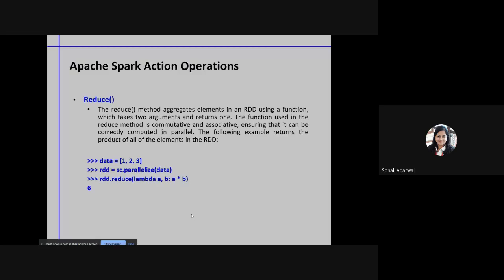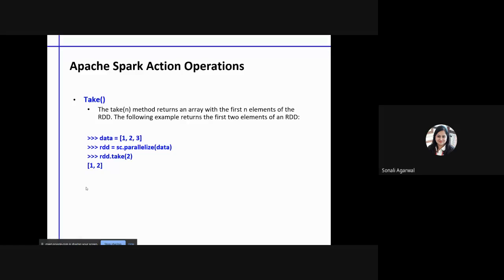Similarly, you can see the reduce function. Reduce function is nothing but to aggregate elements in the RDD. It can take two or more arguments and return one. Suppose these are the data, and as a reduce function we are taking the multiplication of all of them, so it is coming as 6. So this is basically the reduce function. Then we have the take operation. Take operation can be like a pruning kind of thing, so pruning can be done. We want only two data elements, so it can be taken as 2 here.